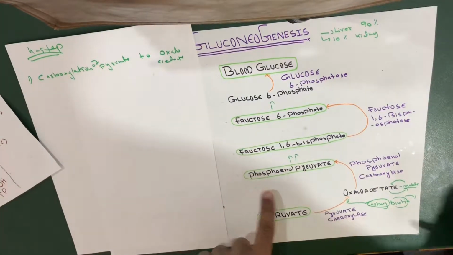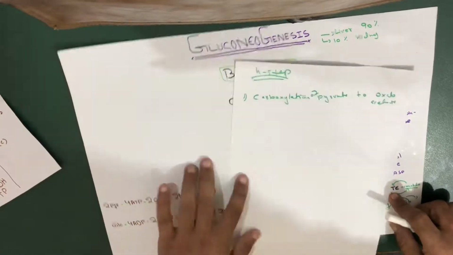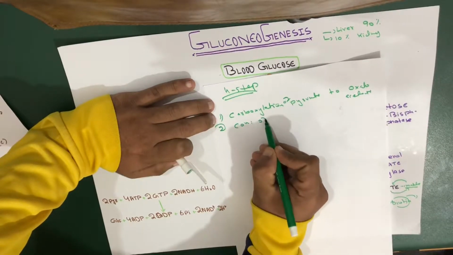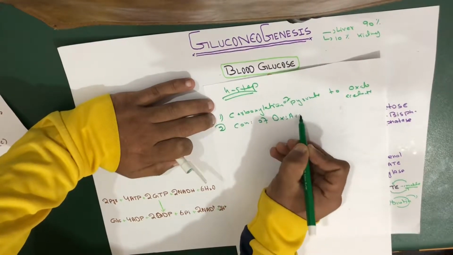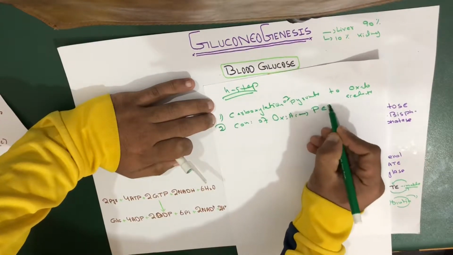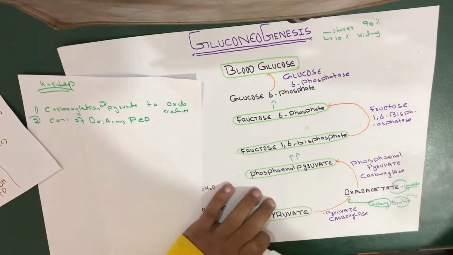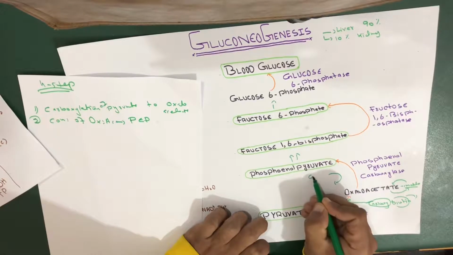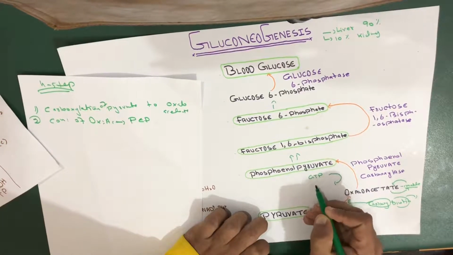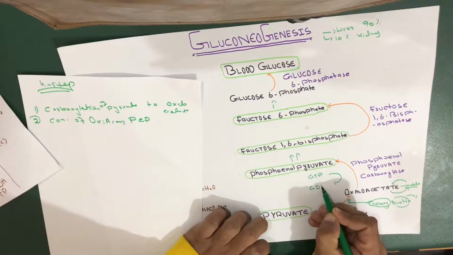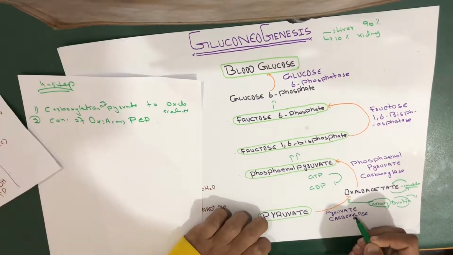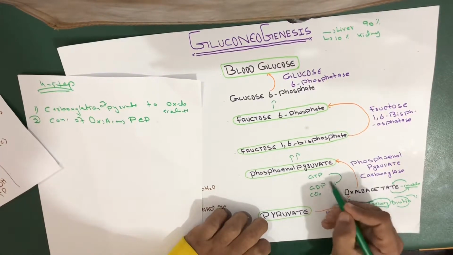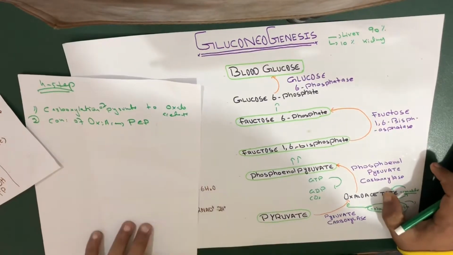The second step would be this one: if I'm going to write down the second step, I'll say conversion of your oxaloacetate into your phosphoenol pyruvate. That's it. Very simple. How is that going to happen? We're going to add GTP, and you lose GDP, and you also lose the carboxy group. You lose it in the form of carbon dioxide, and you get the phosphoenol pyruvate.